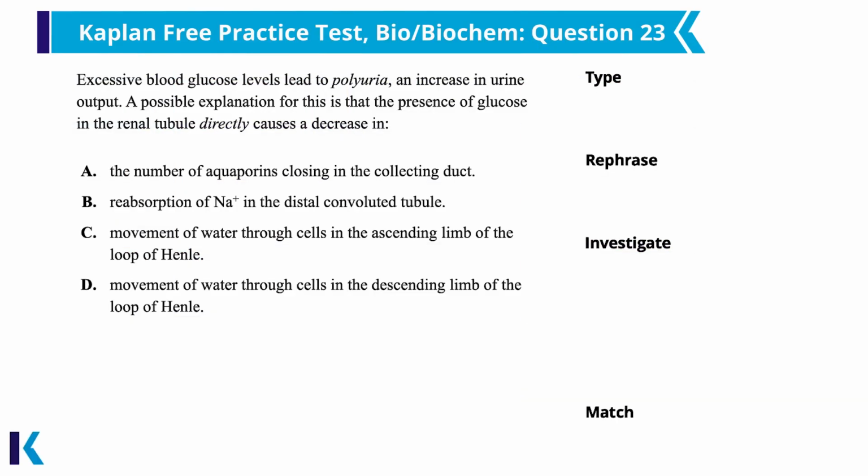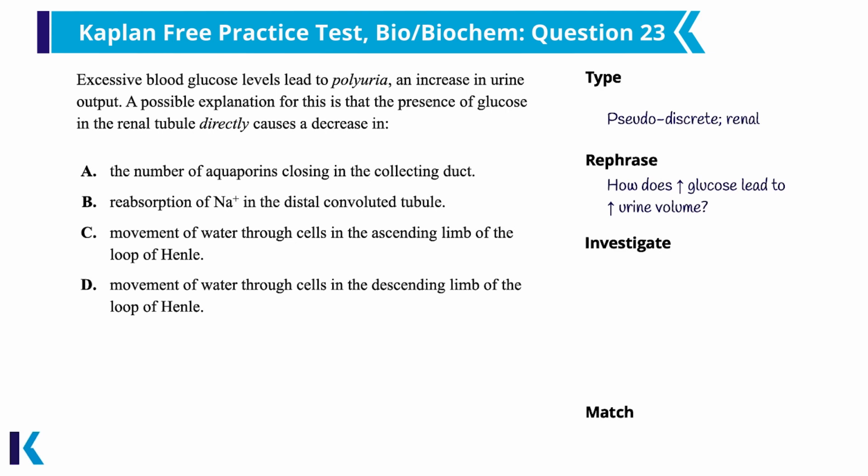Question 23 is another pseudo-discrete question, and one that drops a few hints at the answer. It defines polyuria as an increase in urine, which is composed of mostly water. It then says that more glucose in the renal tubule directly causes a decrease in what? The word directly is italicized as the hint here. How does an increase in glucose lead to an increase in fluid or an increase in urine?